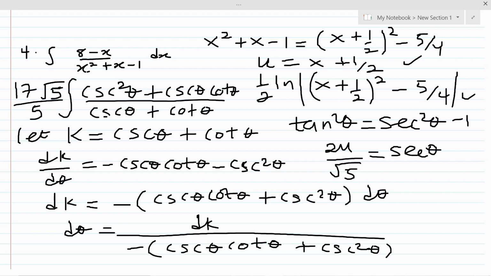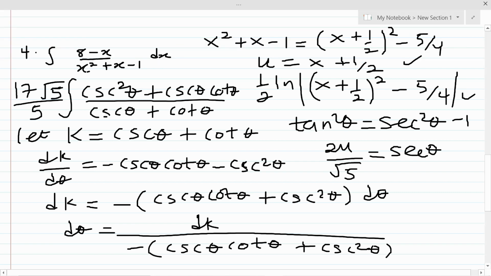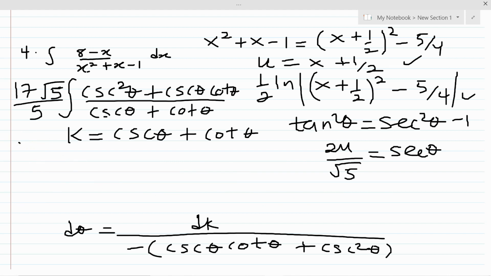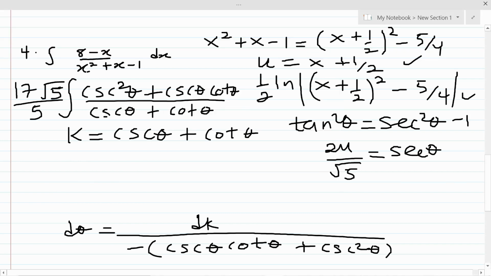Okay, then I just go back and put everything in. Okay, so k is equal to cosec theta plus cot theta. So now this is where we'll clean. We need to just clean this side and leave the k and the d theta because we already know them. Okay, mind you, I said after the integral we'll multiply by our 17 square root of 5 over 5.